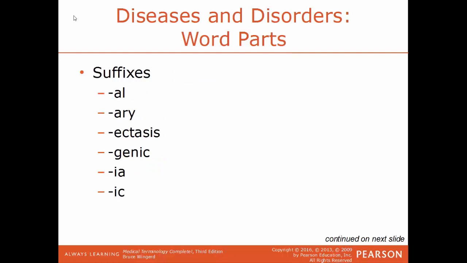Now I'll go over some of the suffixes that go along with some diseases and disorders. The first two mean the same thing. The suffixes al and ary both mean pertaining to. The next one, ectasis, a dilation or a widening of. Genic means produced by or produced in. Ia is a reference to a condition. And then the suffix ic means pertaining to. The ism is a reference to a process or a condition. Itis means the inflammation of. Oma is a reference to a tumor. Then osis is a reference to an abnormal condition.